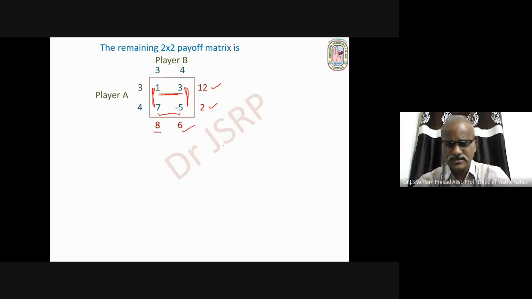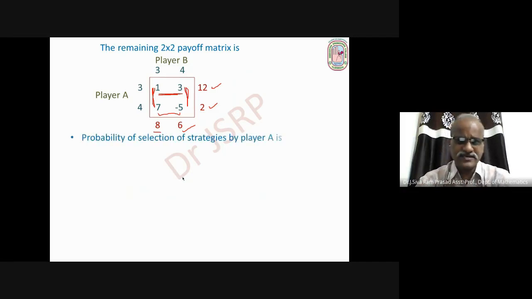Okay, right now write probabilities of selection of strategies by player A. Since here in this game, this is first strategy, but originally this is third strategy. So P3 equal opposite value 12 by sum of these two values, 12 by 12 plus 2, so 12 by 14, so 6 by 7.